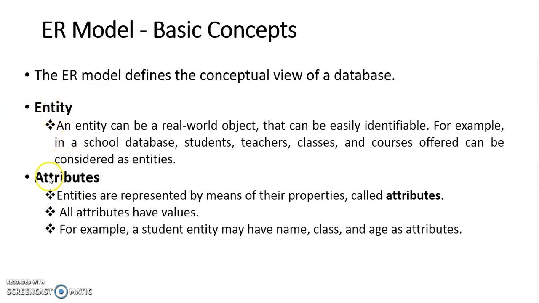Now next is what are attributes. So the properties of your entities are referred to as attributes. For example, you have a student entity. Under student, the values related to the student, like name of the student, roll number, phone number, email ID, all of which are the characteristics of a student, are known as attributes.